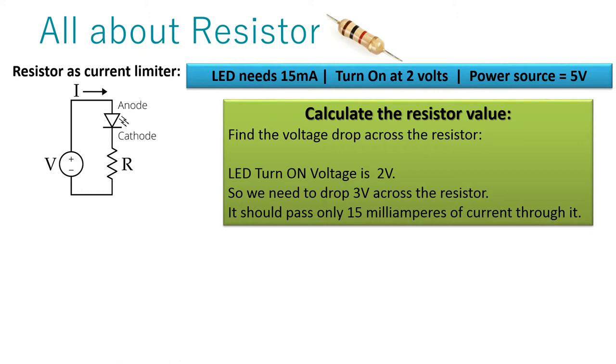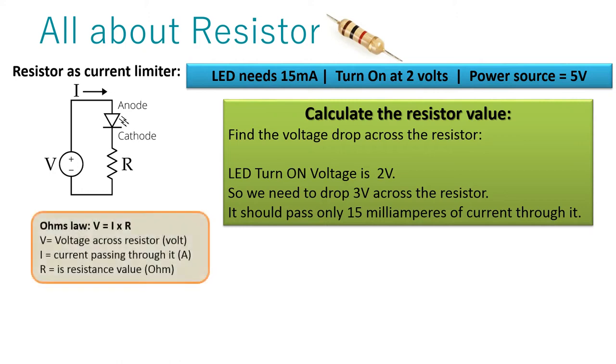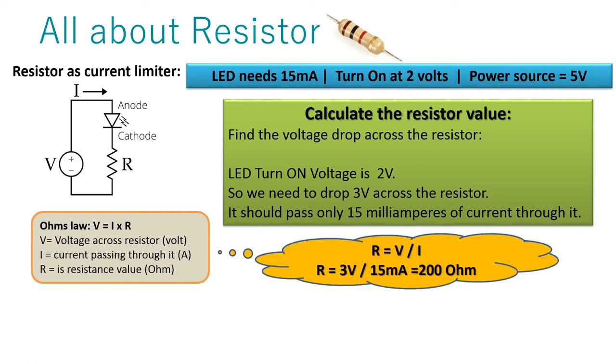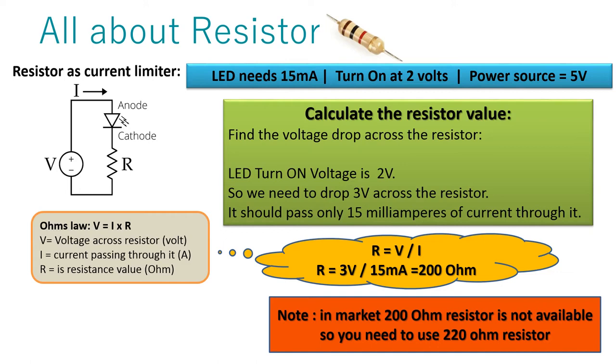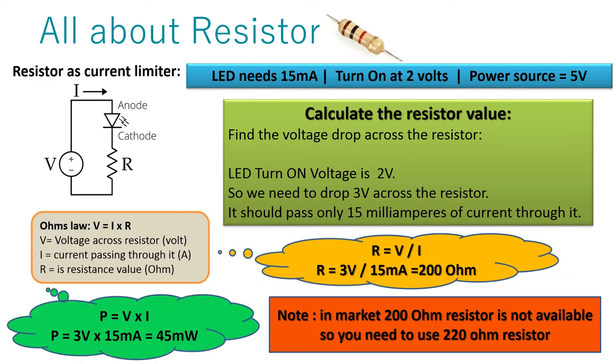To calculate the value of the resistor, we will use Ohm's law. V equals IR. So, in this formula, we will put the value of voltage V, 3 volts, and the value of current I, 15 milliamperes, then the value of R will come out to be 220 ohms. Now we will calculate the desired power rating of the resistor by using the formula, P equals VI. It is 45 milliwatts. So, we must use a resistor which can bear at least 45 milliwatts of power dissipation.